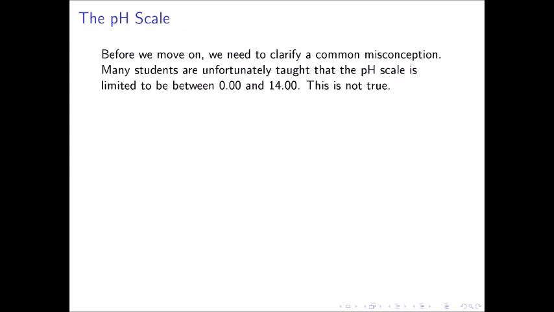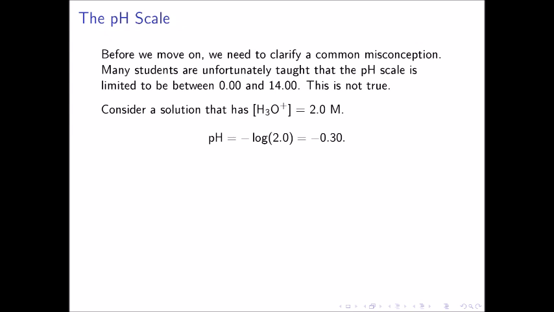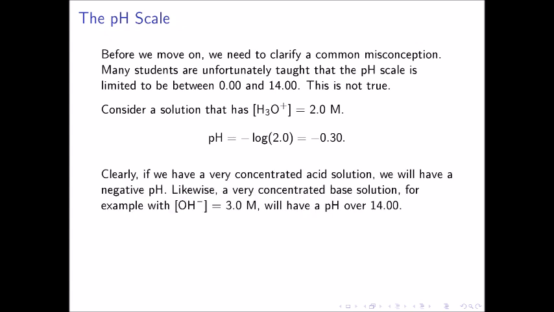Before moving on, we need to spend a moment to clarify a common misconception. Unfortunately, many students are taught that the pH scale is limited to being between 0 and 14. This is not true. For example, consider a solution that has a hydronium ion concentration equal to 2.0 molar. The pH of this solution is negative log of 2.0, which is negative 0.30. So clearly, if we have a very concentrated acid solution, we will have a negative pH.